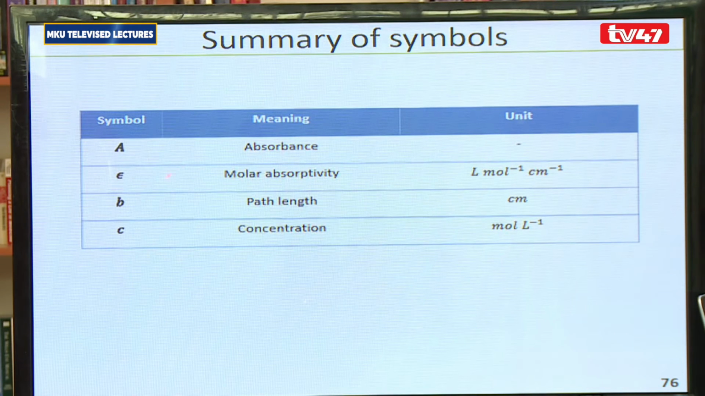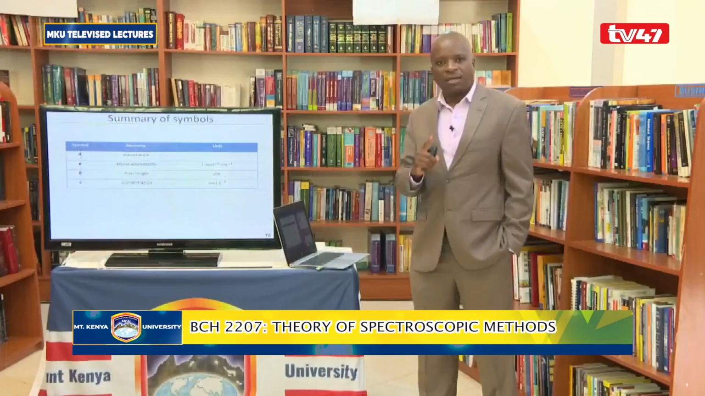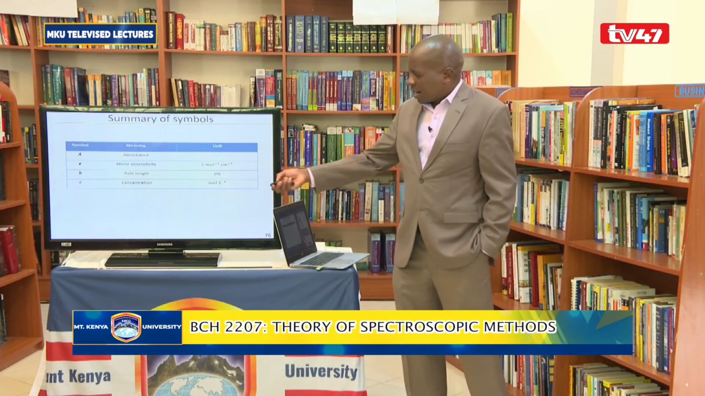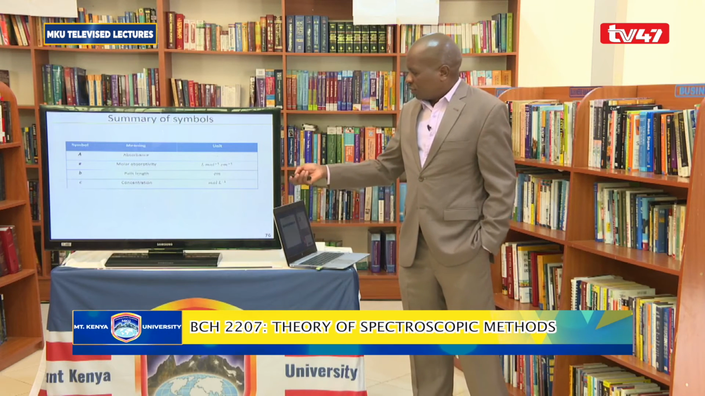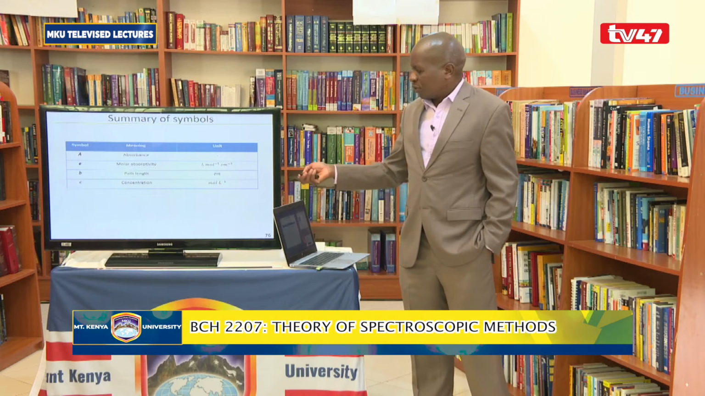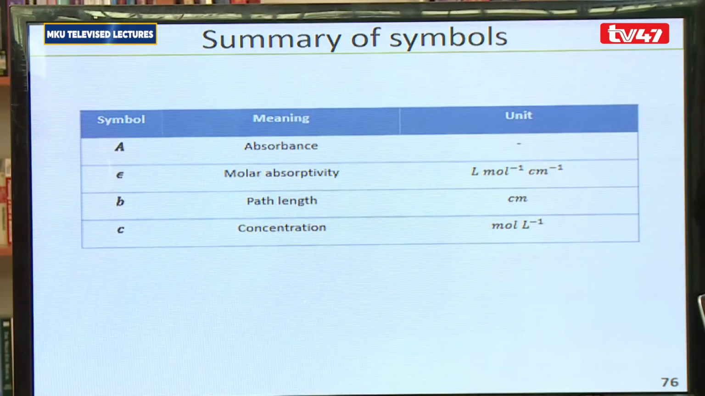And we summarize the different units. Absorbance has no units, that's why we have a dash. The molar absorptivity has units of liter per mole per centimeter. B, the path length, has units of centimeter, and usually it is going to be 1 centimeter unless otherwise specified. If it is not 1 centimeter, it's always going to be specified. And then we have C, the concentration, which is in moles per liter when we are using molar absorptivity. When we are using absorptivity, then it is going to be grams per liter.